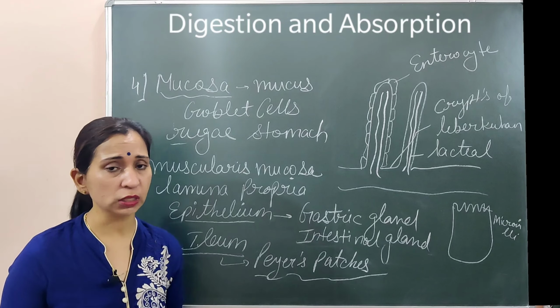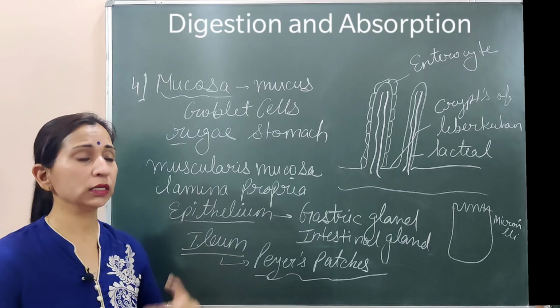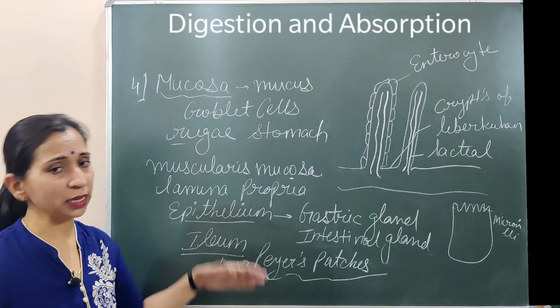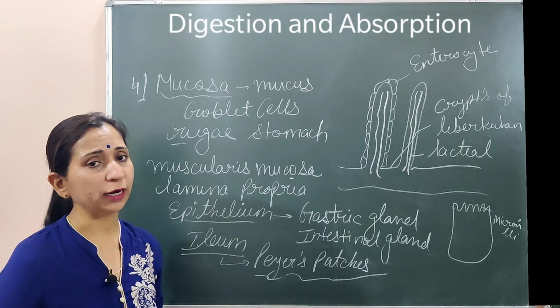In the epithelium region, in the stomach region, the epithelium forms the gastric glands, whereas in the case of the small intestine, these same epithelial tissues form the intestinal glands. They are forming the intestinal glands.